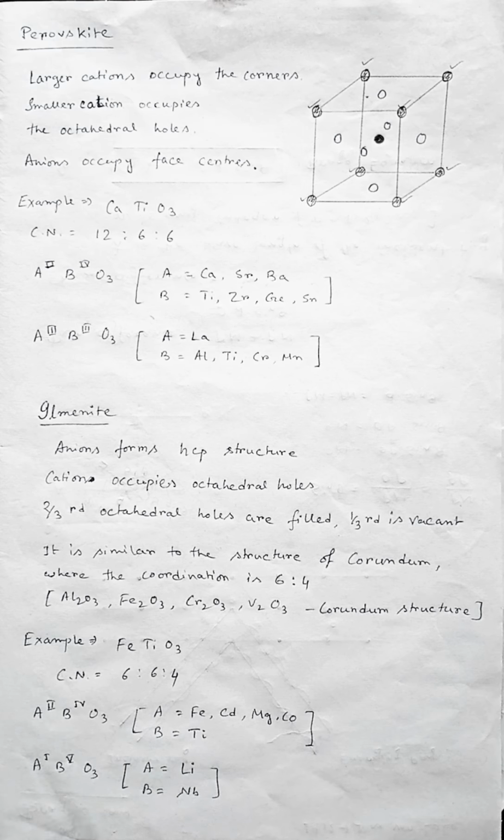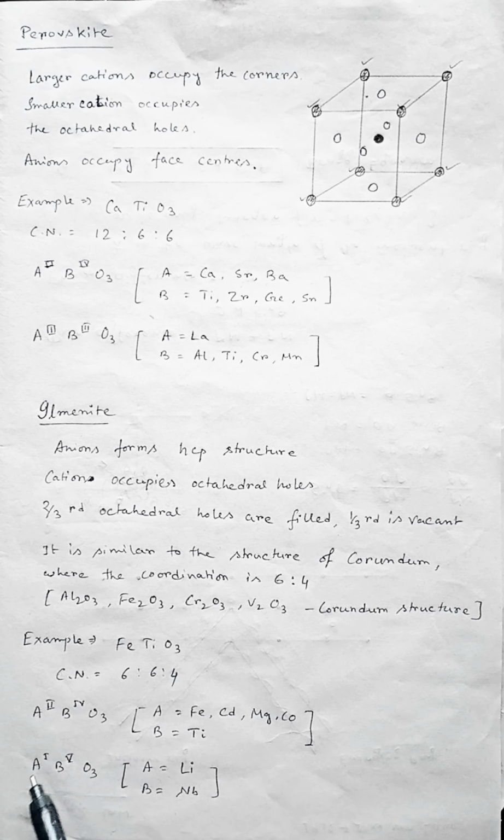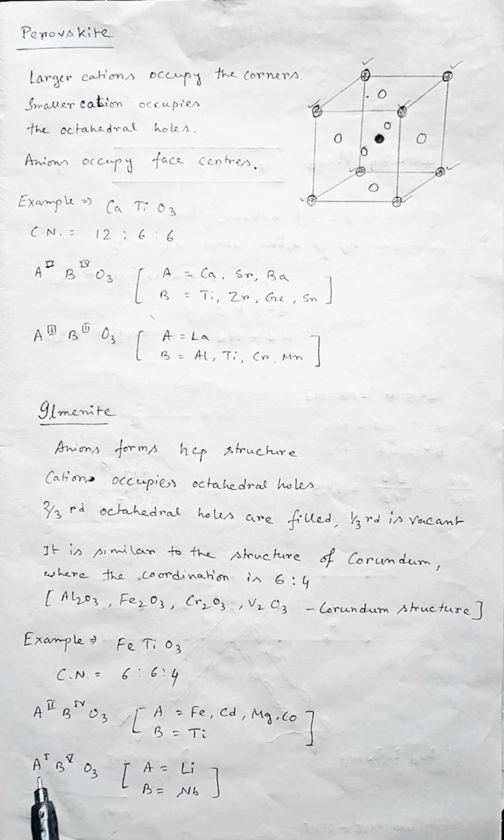And B is titanium. Again, if the oxidation state of A is 1, then the oxidation state of B will be 5. And the structure can be got when A is lithium and B is niobium. So this is all about ilmenite structure.